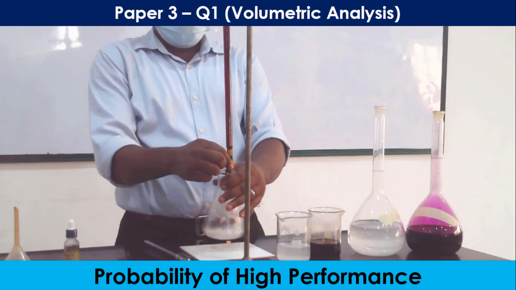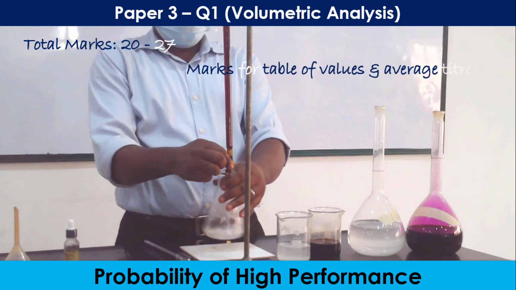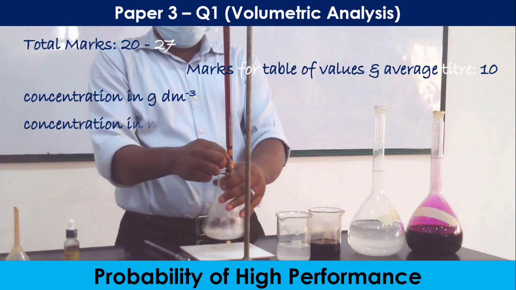The volumetric or quantitative analysis questions always have a total of about 20 to 27 marks, with the table of values and average titre taking a whopping 10 marks. Under these questions, you must master how to calculate concentration in grams per dm cube when you are given the mass and volume of a substance, concentration in moles per dm cube when you are given the concentration in grams per dm cube and molar mass of a substance, or when you know the concentration of A or B, their volumes and mole ratio. Molar mass of a compound when you know its concentration in grams per dm cube and concentration in moles per dm cube.